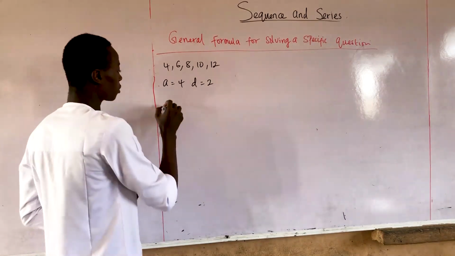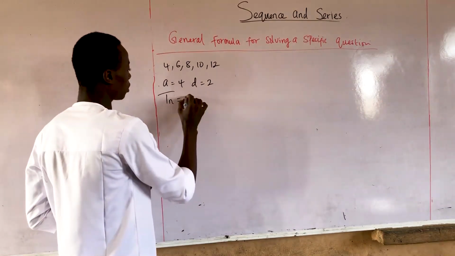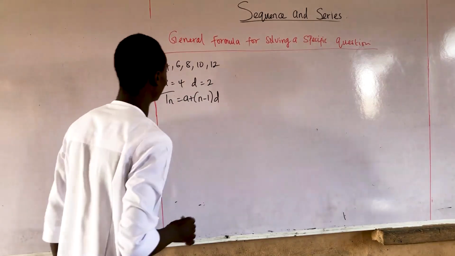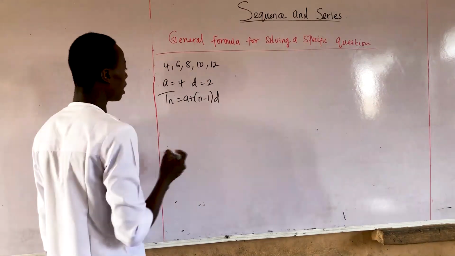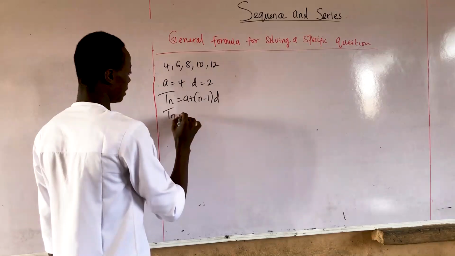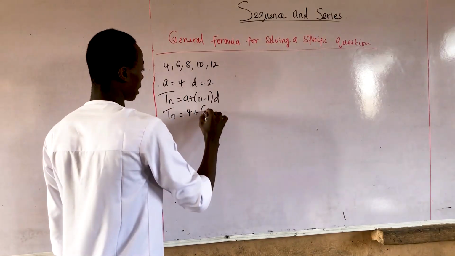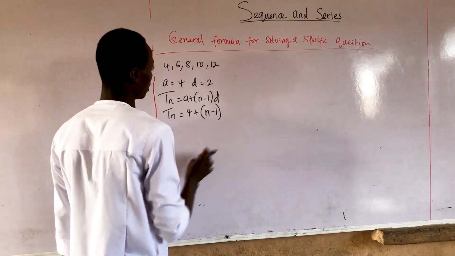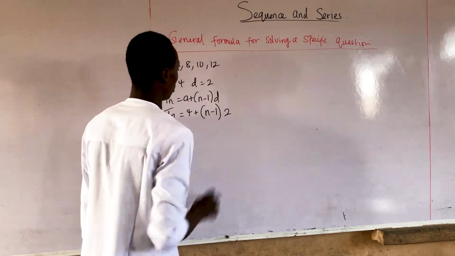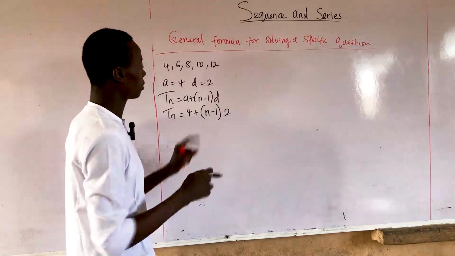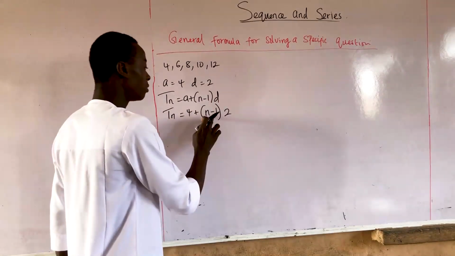Our general formula for solving all questions is Tn is equal to A plus open bracket N minus 1 close bracket D. So therefore we have Tn is equal to, what is our A? 4 plus open bracket N minus 1 close bracket. What is our D? 2. Remember, you are going to substitute for A and D, but you are not going to substitute for N. You are going to leave it like that.